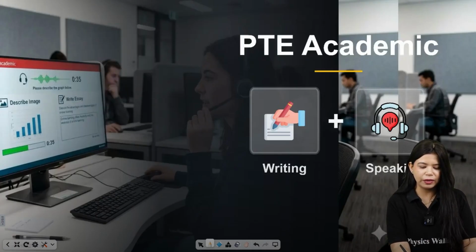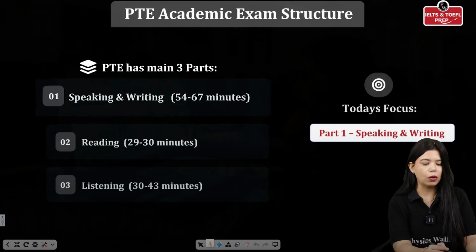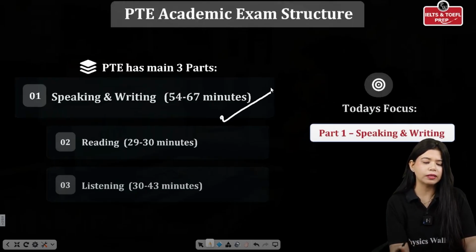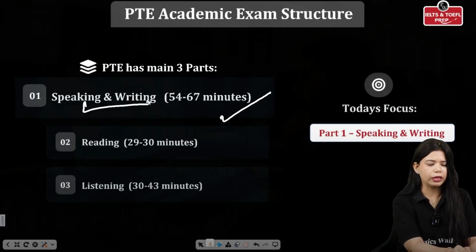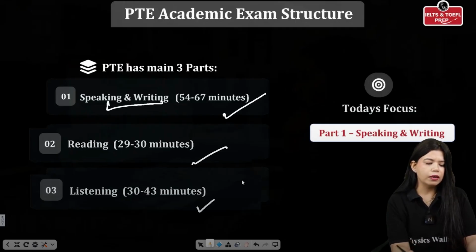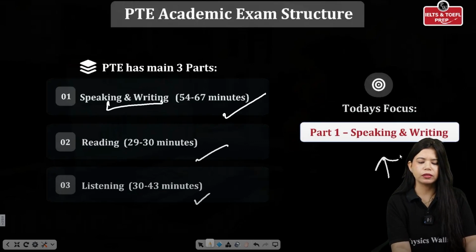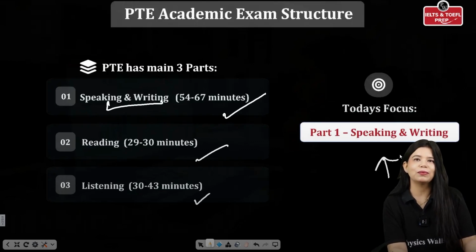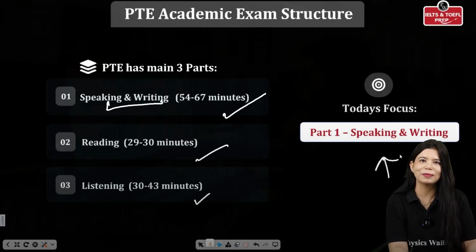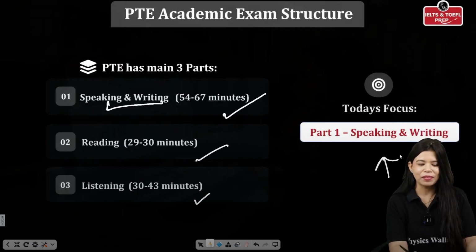All right, so the very first thing is, let's talk about the 3 parts in the PTE exam. Now part 1 is going to be for somewhere around 54 to 67 minutes, and in this part you are going to be dealing with speaking and writing questions. Then the second and third part are for reading and listening respectively, which are going to be roughly around 30 minutes each. Now in today's lecture we are going to focus on speaking and writing, and we are going to understand different question types, their scoring, tips, strategies, and the time that you are given to deal with each question type. So let's get started.